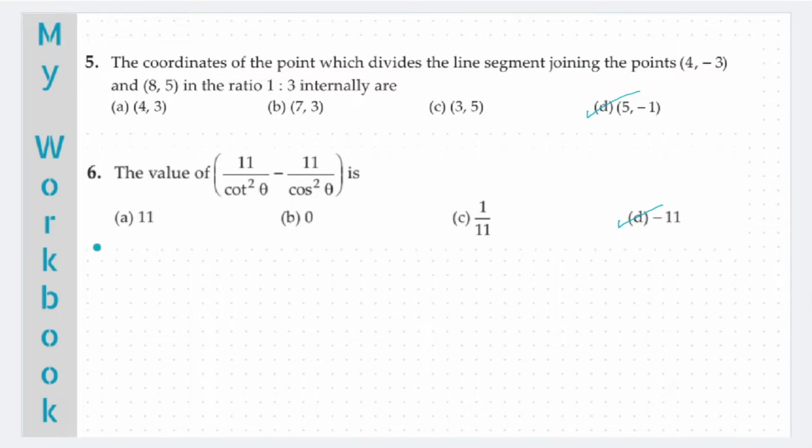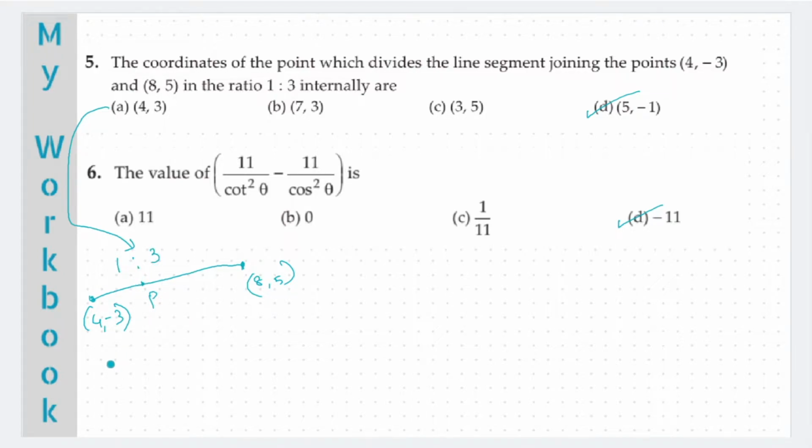So let's solve question number 5 first. The coordinates of the point which divides the line segment joining 4, minus 3 and 8, 5. So let the first point be 4, minus 3 and the second point be 8, 5. There is a line segment joining these two points, and this needs to be divided in the ratio 1:3. Let this be the point P that divides the line segment in the ratio 1:3.